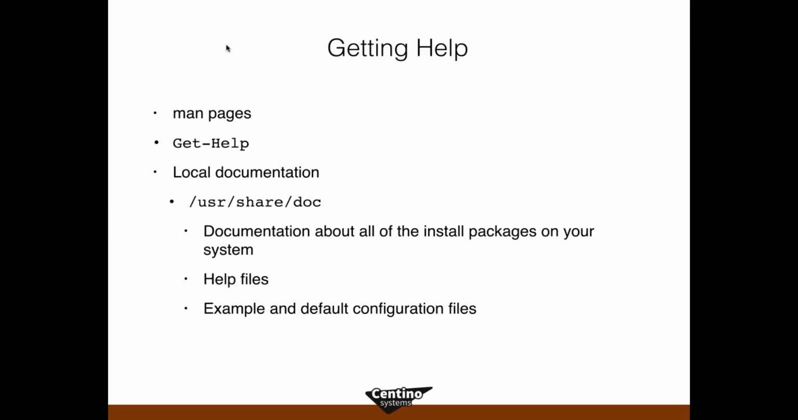Obviously in PowerShell, we have Get-Help, so that's something you guys have been used to. On Red Hat-based systems, we have local documentation in /usr/share/doc. Anything that's installed in your system will dump its reference documentation in this directory. You'll find things in there like help files or README files, and also example configurations and, more importantly, default configurations. If you jam something up in one of the configuration files in your /etc directory and you need to figure out what you had, and maybe you don't have a backup, it's a good place to look.